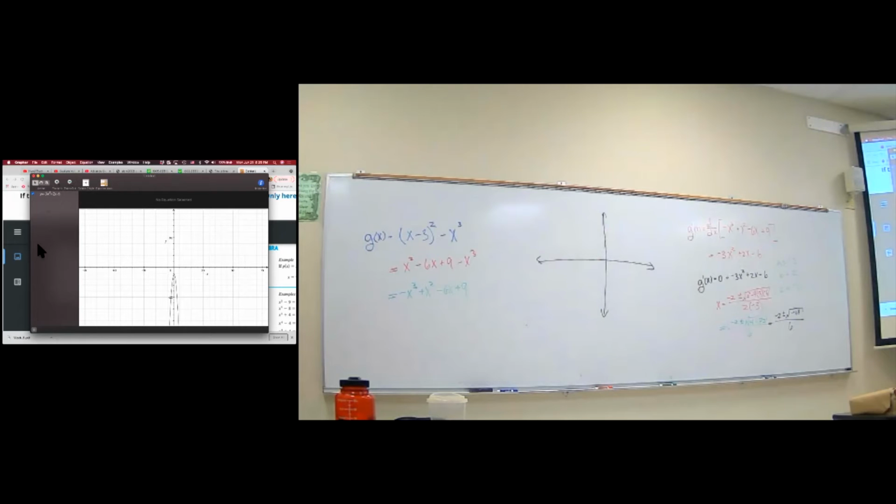So let's plot that really quick. New function, negative x cubed plus x squared minus 6x plus 9. What do you know? This function is in fact decreasing everywhere.